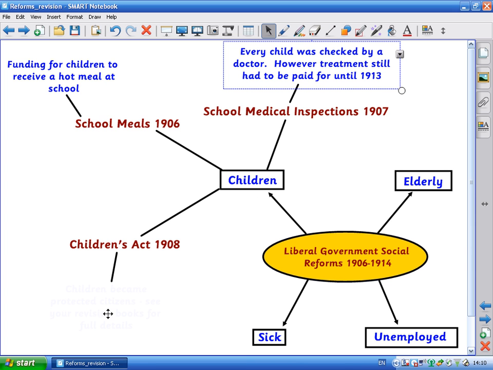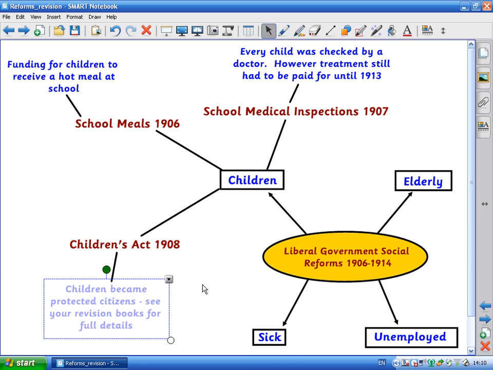You've also got the Children's Act of 1908, and this helped children become protected citizens. For instance, they couldn't buy tobacco or alcohol, etc. So look at your revision books because there's quite a lot of detail about that which you need to revise. Okay, so we've done the children.